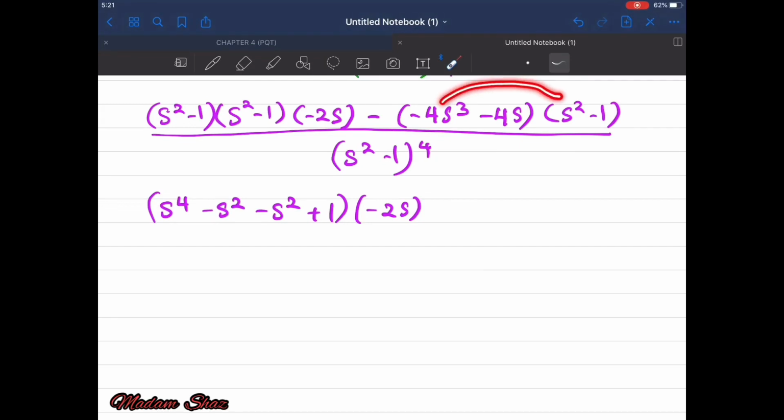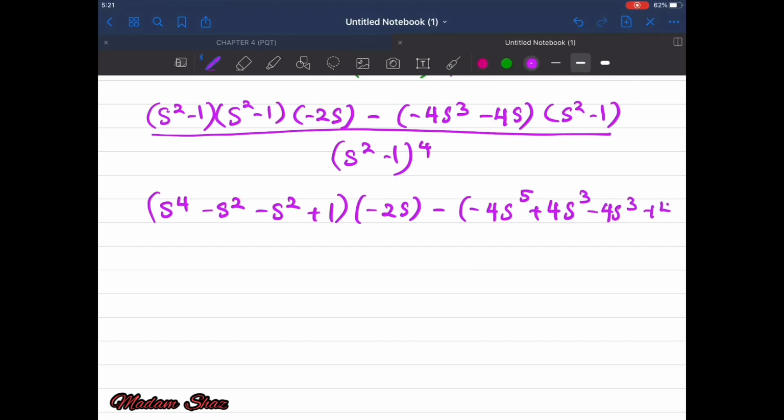Negative 4s the power of 3 multiply with the s square, negative 4s the power of 5. Negative 4s cubed multiply with the negative 1, positive 4s cubed. Negative 4s multiply s square, negative 4s the power of 3. Negative 4s multiply negative 1, positive 4s. Divide the whole thing with s square minus 1 the power of 4.